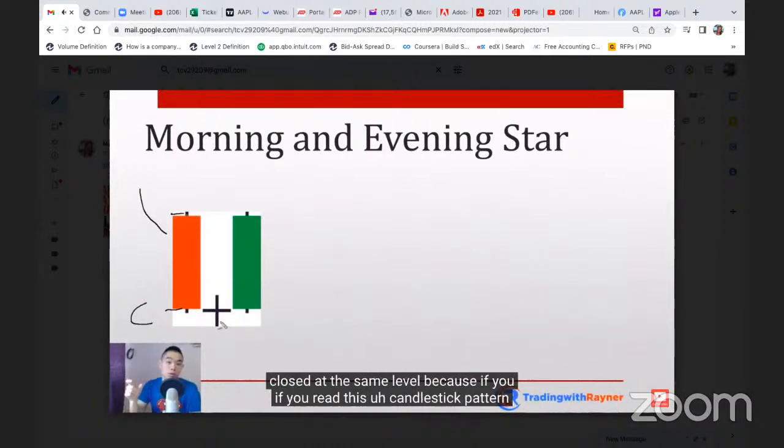Because the market opened and closed at the same level. If you read this candlestick pattern, what it's telling you is the open and the close are at the same level. At one point in time, this was the highs of the session, and at one point in time, this is the lows of the session. So eventually, the market actually went back to where it opened. So it's telling you that there is somewhat indecision in the markets.